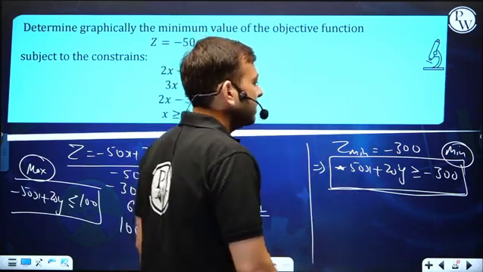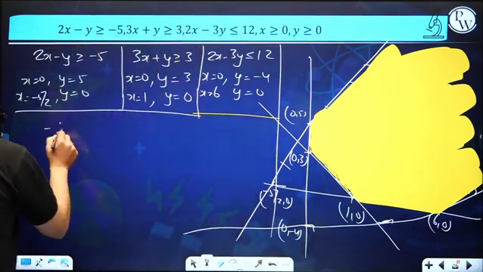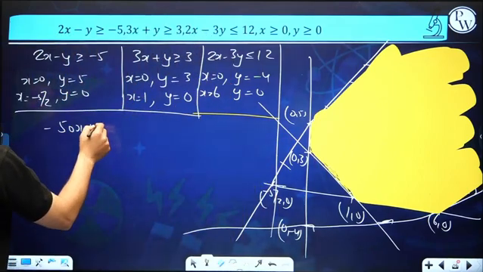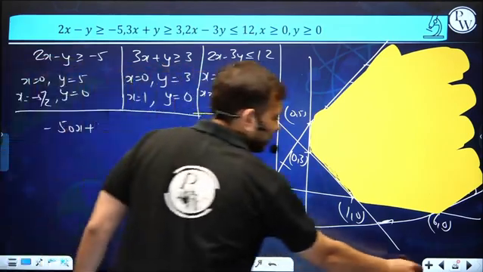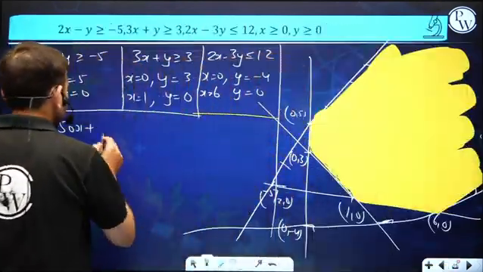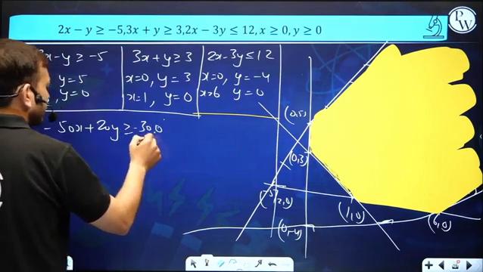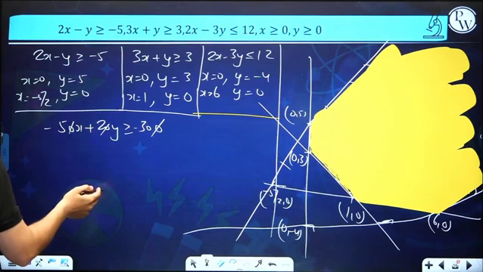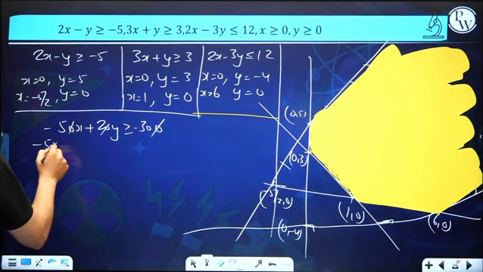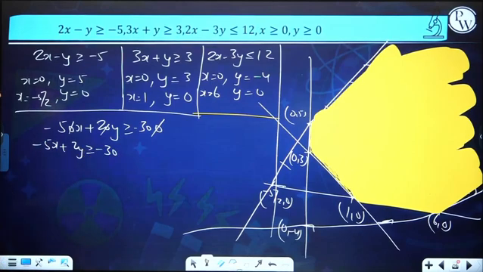Minus 50x plus 20y greater than or equals to minus 300. So come to this side: minus 50x plus 20y greater than or equals to minus 300. So sir, the 10 will get cancelled. It will become minus 5x plus 2y greater than or equals to minus 30.